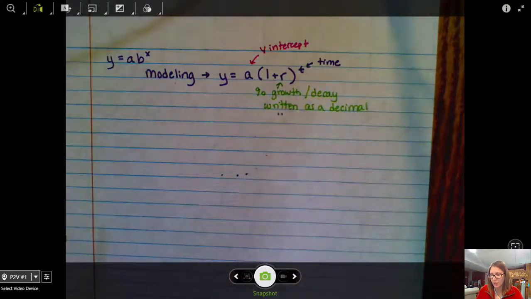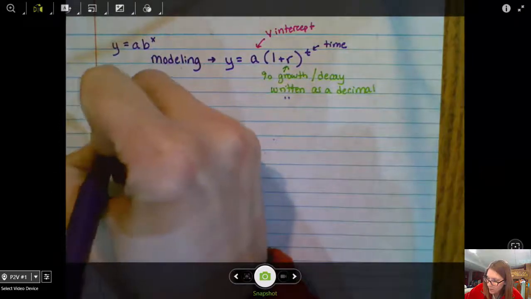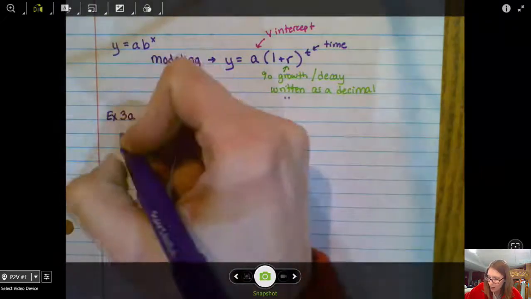Okay, so again, a very similar equation, just a slight variation on it, but that might make some of these applications a little easier to work with. So speaking of applications, let's do one. Example 3a here.